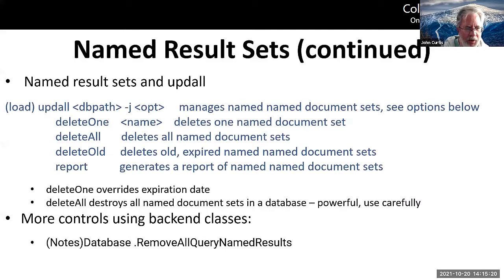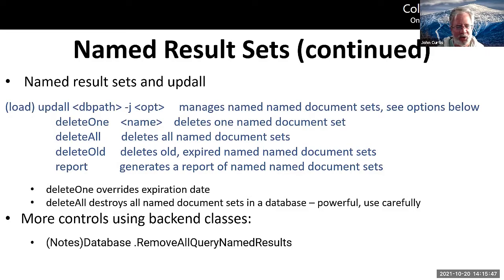Okay. All right. So there's one more piece here, which is the interaction of Updal with these result sets. The first thing to think about here is the -J, new, and then underneath -J, you have the options. The first one is delete one. That says I want to name and override the expiration set and delete this thing right now. In other words, I don't care what the expiration is set. I want to nuke it now.